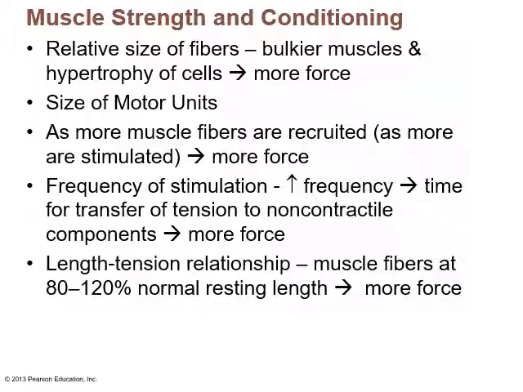So muscle strength and conditioning is determined by the relative size of fibers. Bulkier muscles, and if you increase the size of the cells through weight training, that's hypertrophy, you exert more force. The size of the motor units, how many muscle fibers are attached to each of those nerve fibers. The more muscle fibers you have attached, the more muscle fibers you have to contract, and that makes those motor units able to exert more force. As more muscle fibers are recruited, you generate more force.